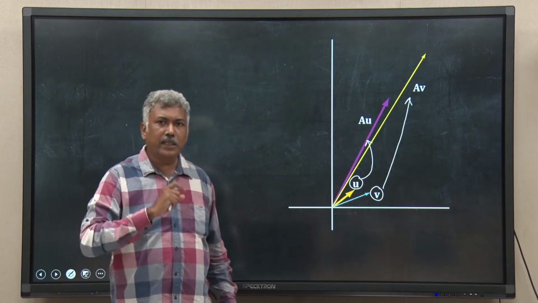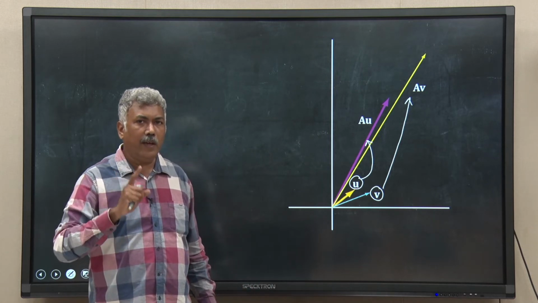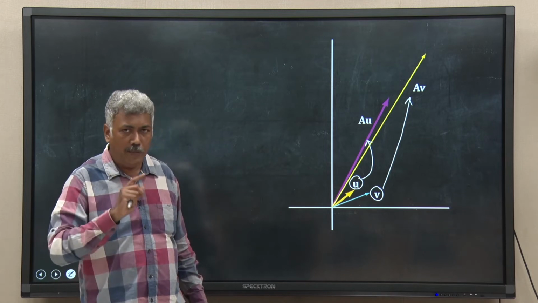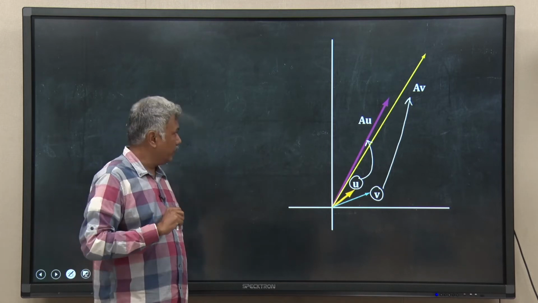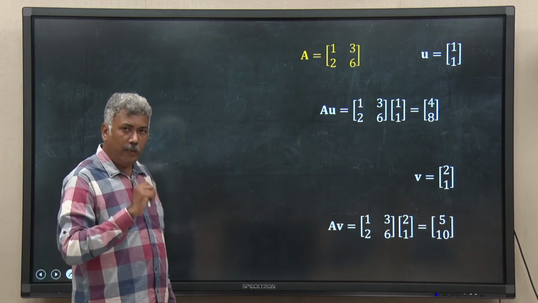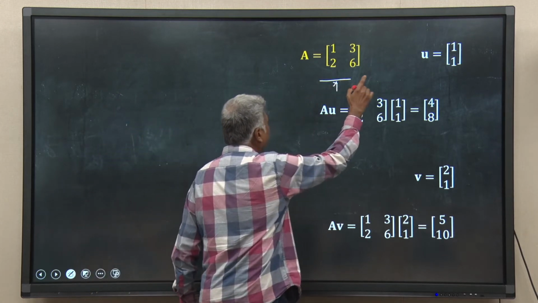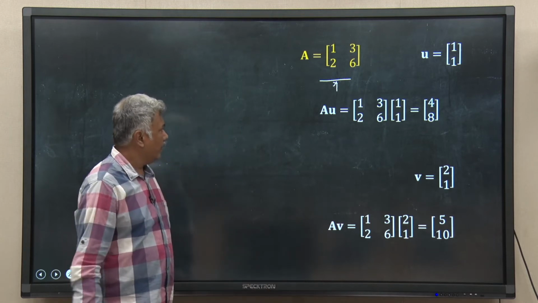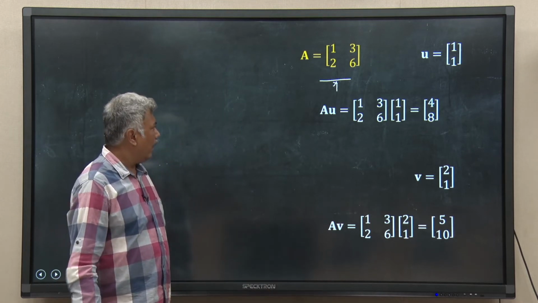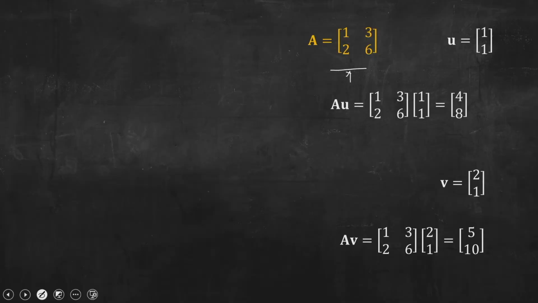Now, I will change the matrix A, but I will keep the vectors u and v the same and see what happens. I have now taken a new matrix A, that is 1, 3, 2, 6 here, and I have kept u and v the same, right. Now, I get a new vector Au by multiplying u by A, which is 4 and 8, whereas multiplying v by this new A, I get a vector 5, 10.